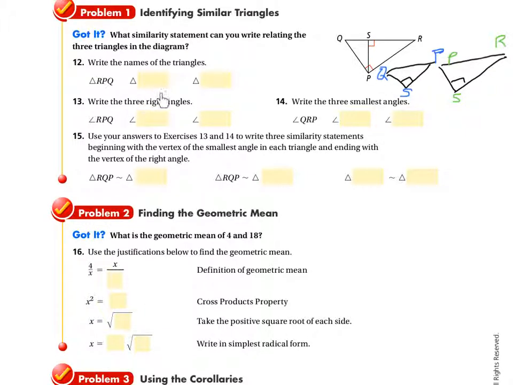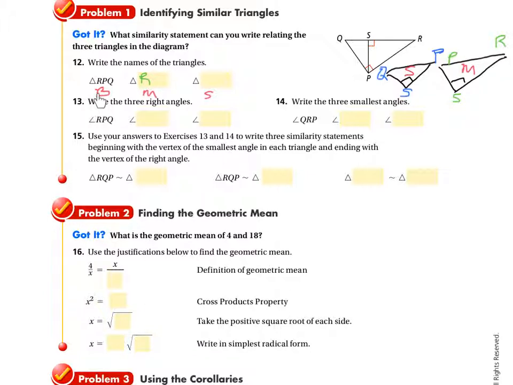So they want you to write here a similarity statement. So RPQ is the big triangle. So this is our big triangle. And then I'm going to put our medium triangle next and then our small triangle here. So here we start with R on the big. So here's R on the big. Doesn't that correspond to R on the medium? Because here, this is my medium triangle, and this is my small triangle. So this becomes R also.